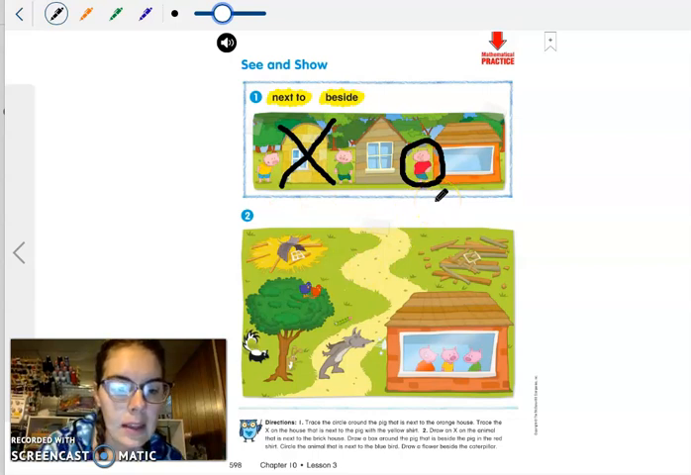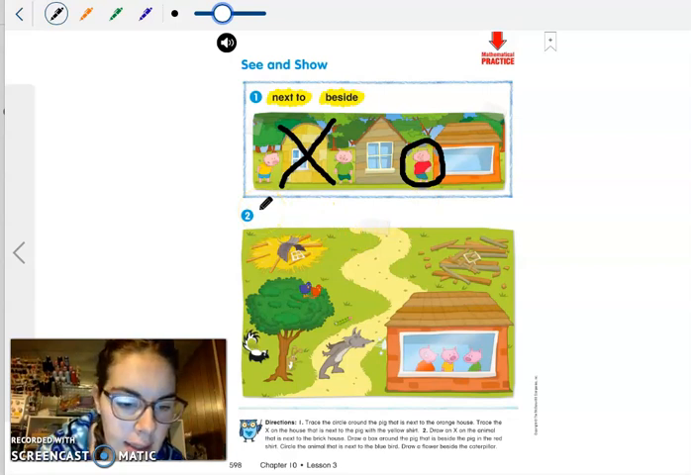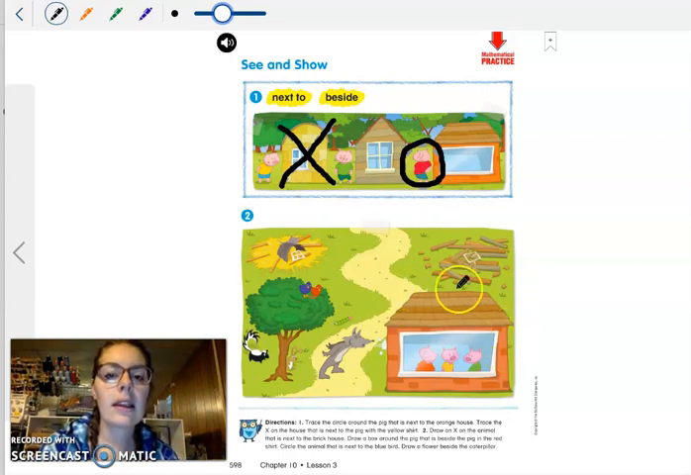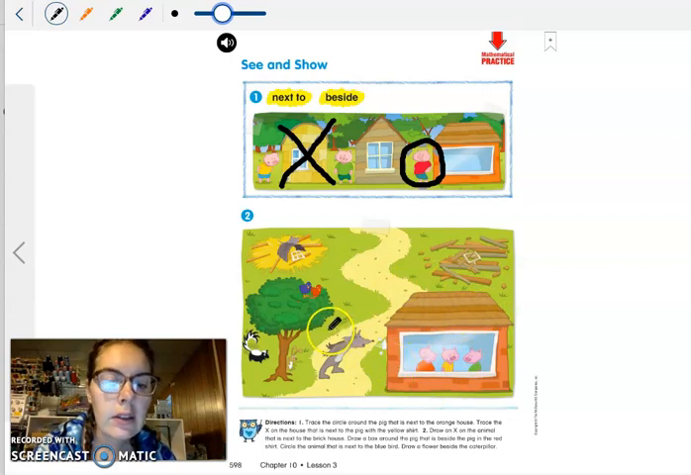Okay. All right. So for number 2, we're going to draw an X on the animal that is next to the brick house. So let's find the brick house. Here's the brick house. Which animal is next to it? Oh, it looks like the wolf. So we're going to draw an X on the wolf.